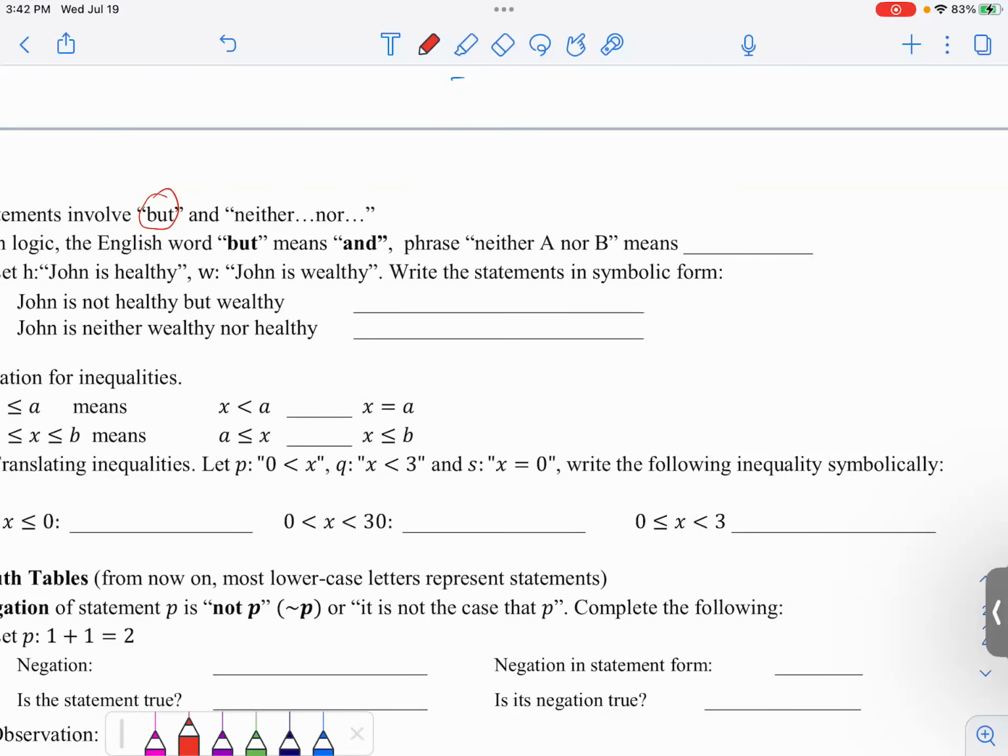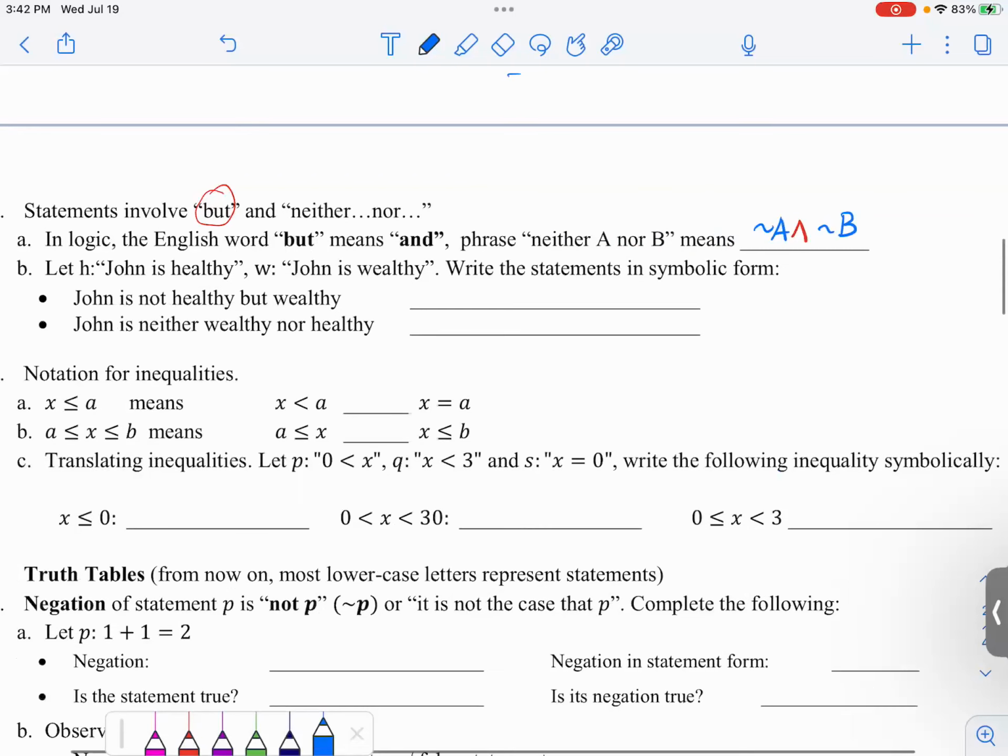The phrase neither A nor B. How do we translate that in logic? Neither A, that means not A, nor B. So and at the same time not B, right? And at the same time not B. So that's how we would translate neither nor into logic.